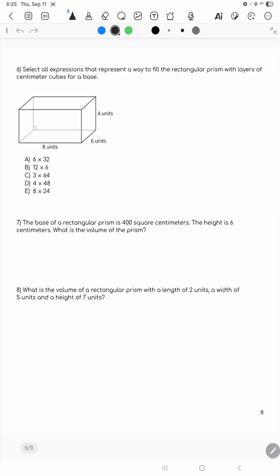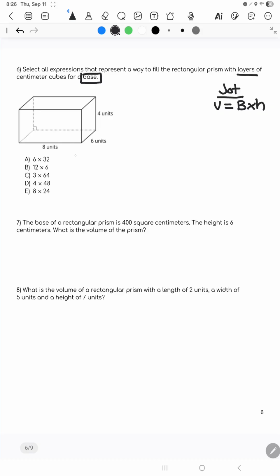Select all expressions that represent a way to fill the rectangular prism with layers of cubic centimeters for a base. Okay, base. That's making me think, in my little jot, I know they're talking about base and layers, so this must be about volume equals base area times height. We did learn that you can use different faces of the figure for the base. So I'm going to be careful at this.